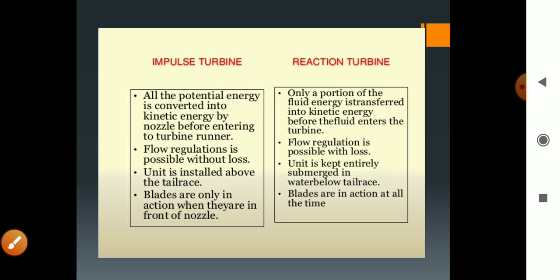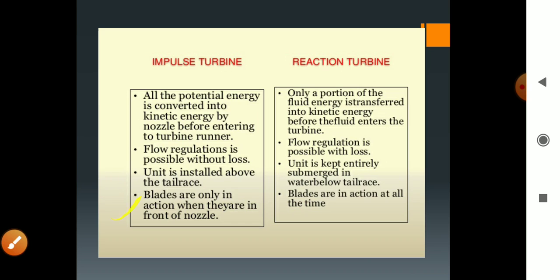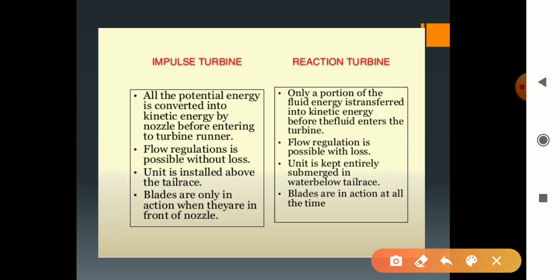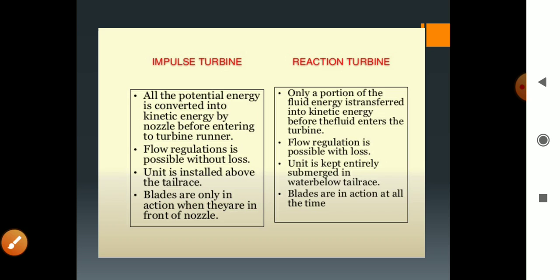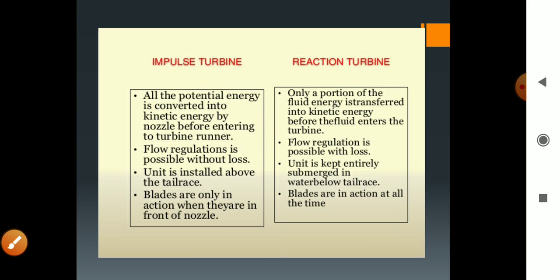Next, the unit is installed above the tail race in the impulse turbine, and in the reaction turbine the unit is entirely submerged in the water below the tail race. Blades are only in action when they are in front of the nozzle in the impulse turbine, that is the Pelton turbine, and in the reaction turbine the blades are in action all the time. So this is all about the basic differences between the impulse turbine and reaction turbine, which is quite useful to study the behavior of these turbines.